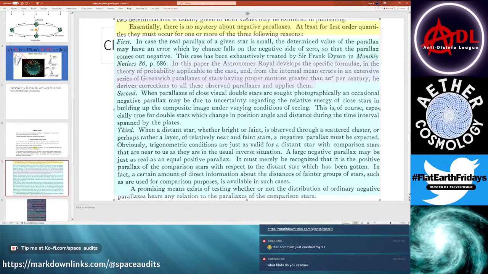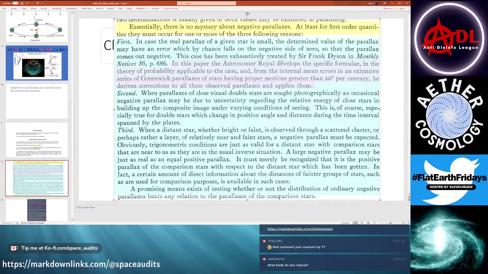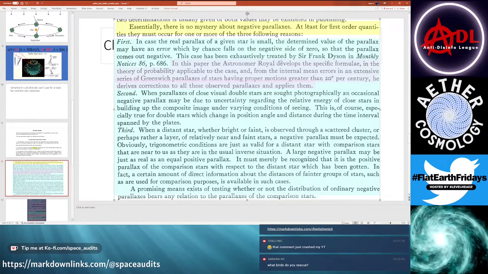And then on top of that, we got the negative parallax issue that Sacred already went over, so I'm not going to read too much into this, but just kind of recap here. So first, Frank Dyson Watson steps in to say, hey, statistical error with the analysis, with the measurements, maybe we can do some math here and round this down to a positive parallax, right?